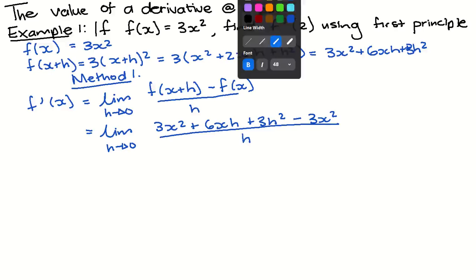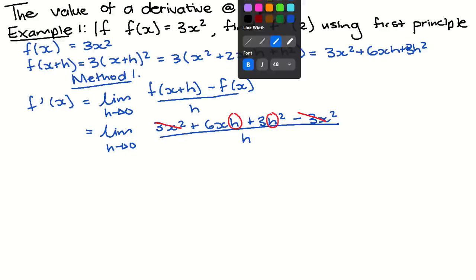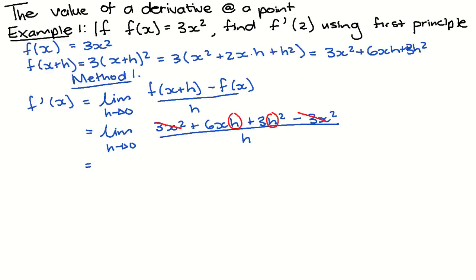And we can simplify. You can clearly see that 3x squared minus 3x squared cancels each other. And we're left with 6xh plus 3h squared. Now, if I take out a common factor here, I see that h is my common factor. So let's take h out as a common factor. And we end up having the limit where h tends towards 0 of h taken out as a common factor, and we're left with 6x plus 3h all over h.